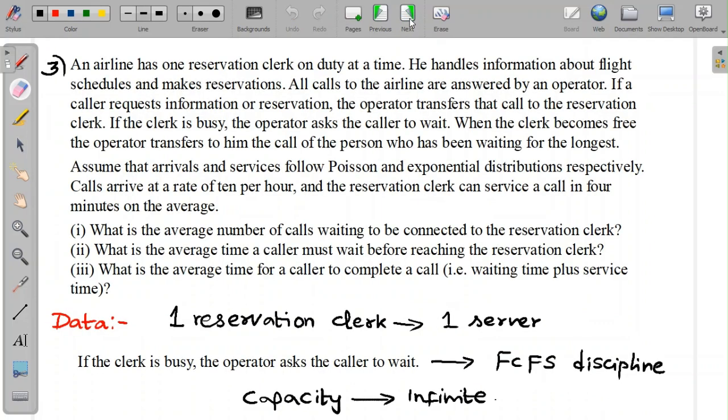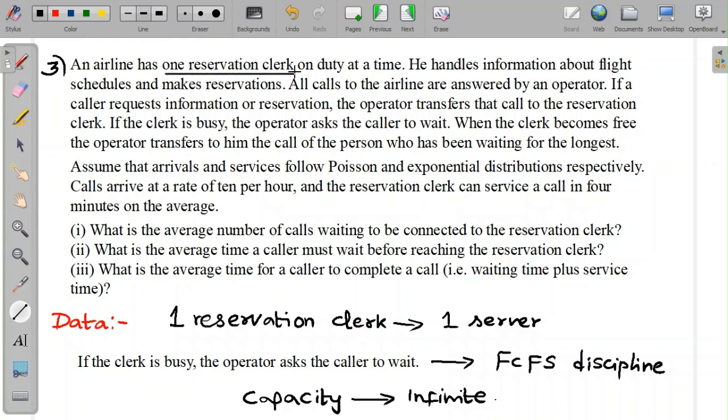Let's move to the next problem. It's a pretty long question, so I'll read through it line by line. An airline has one reservation clerk. That's the first clue for us. There's only one server available for serving any customer. So the reservation clerk is just one.